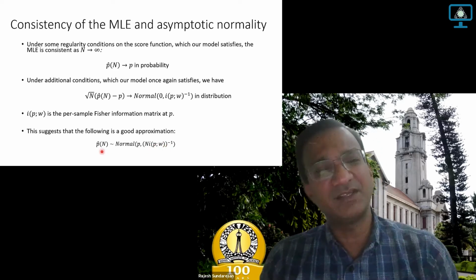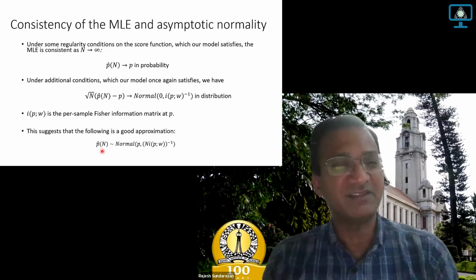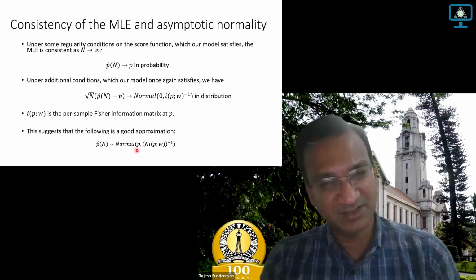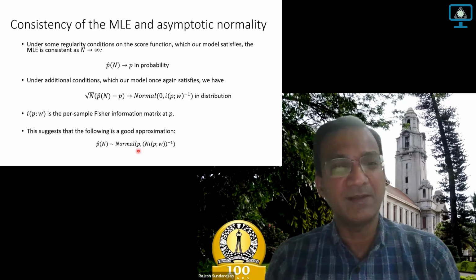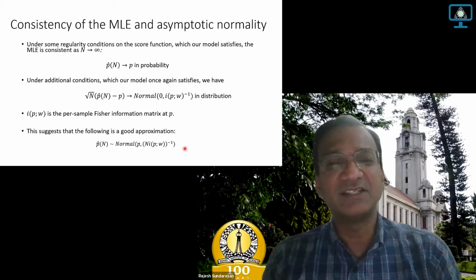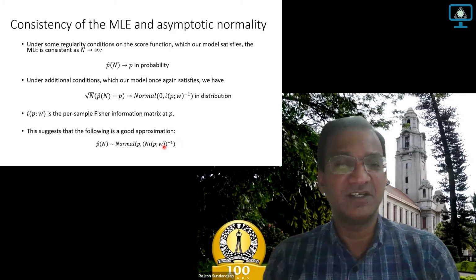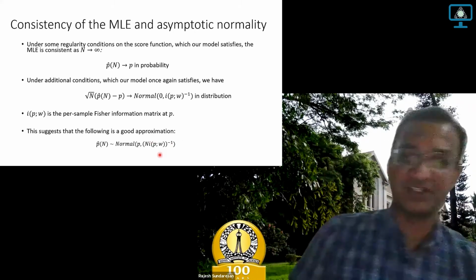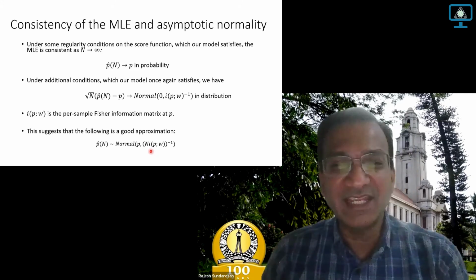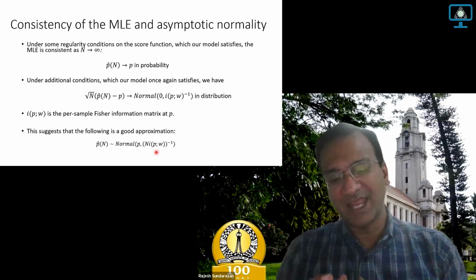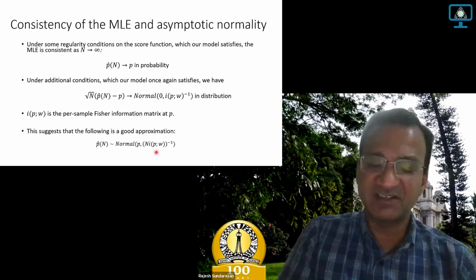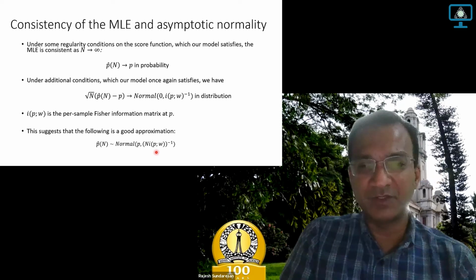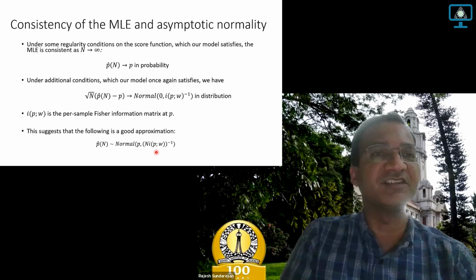If you look at the estimates, they are random quantities, but their mean is likely to be p. It's a good approximation to assume that it's p when n is large. And the errors are essentially such that the covariance is given by the inverse of n times the per sample Fisher information matrix. So this n times the per sample matrix is the overall n sample Fisher information matrix, and the covariance is just its inverse, which is a measure of our confidence intervals.